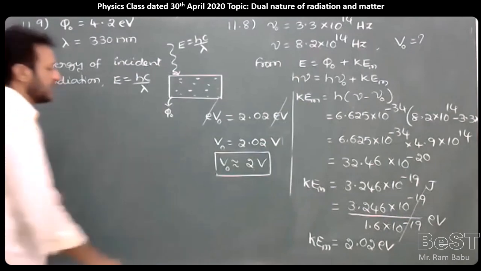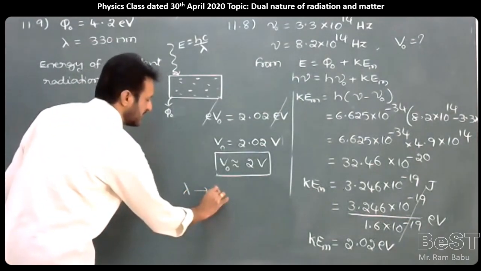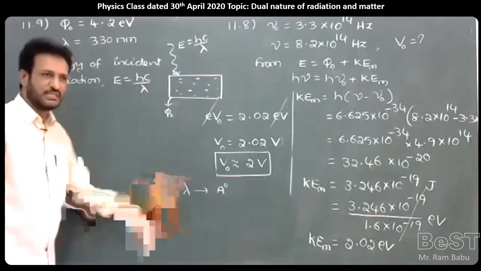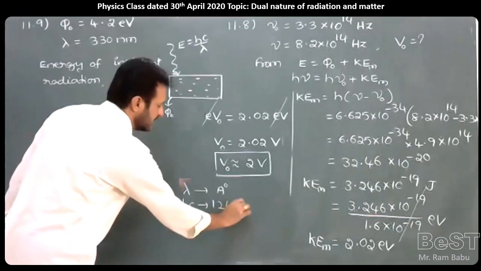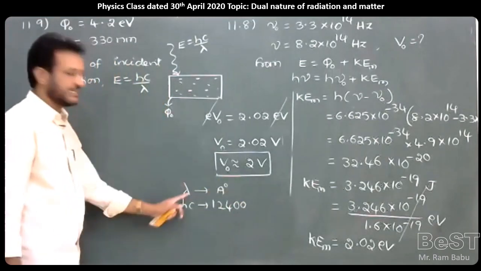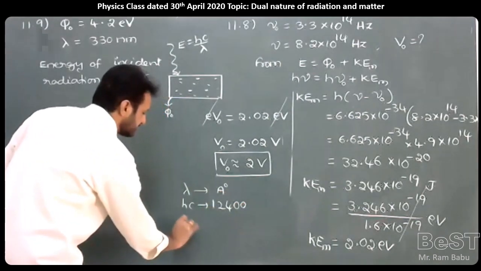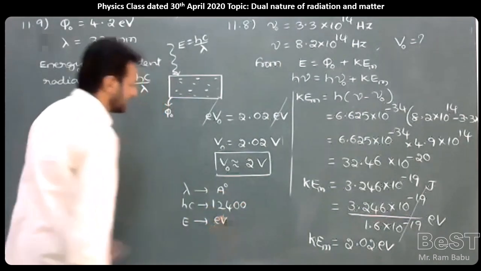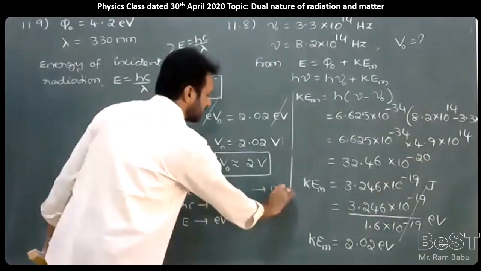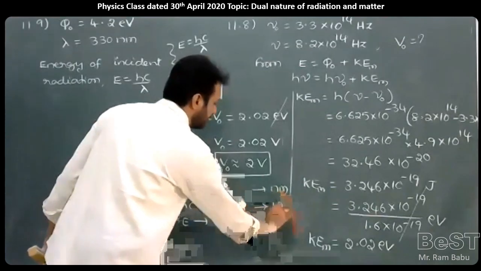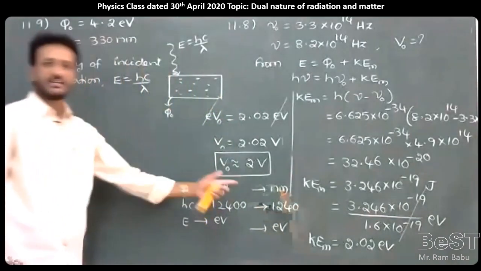Now, earlier I have given, if lambda is mentioned in the unit angstrom, we can write the hc value directly as 12,400, and then E is in electron volt. Here E must be in electron volt. Whenever lambda is mentioned in nanometer, then we can write the hc value as 1240, and the energy will also be in electron volt only. So this shortcut value we can write like this.